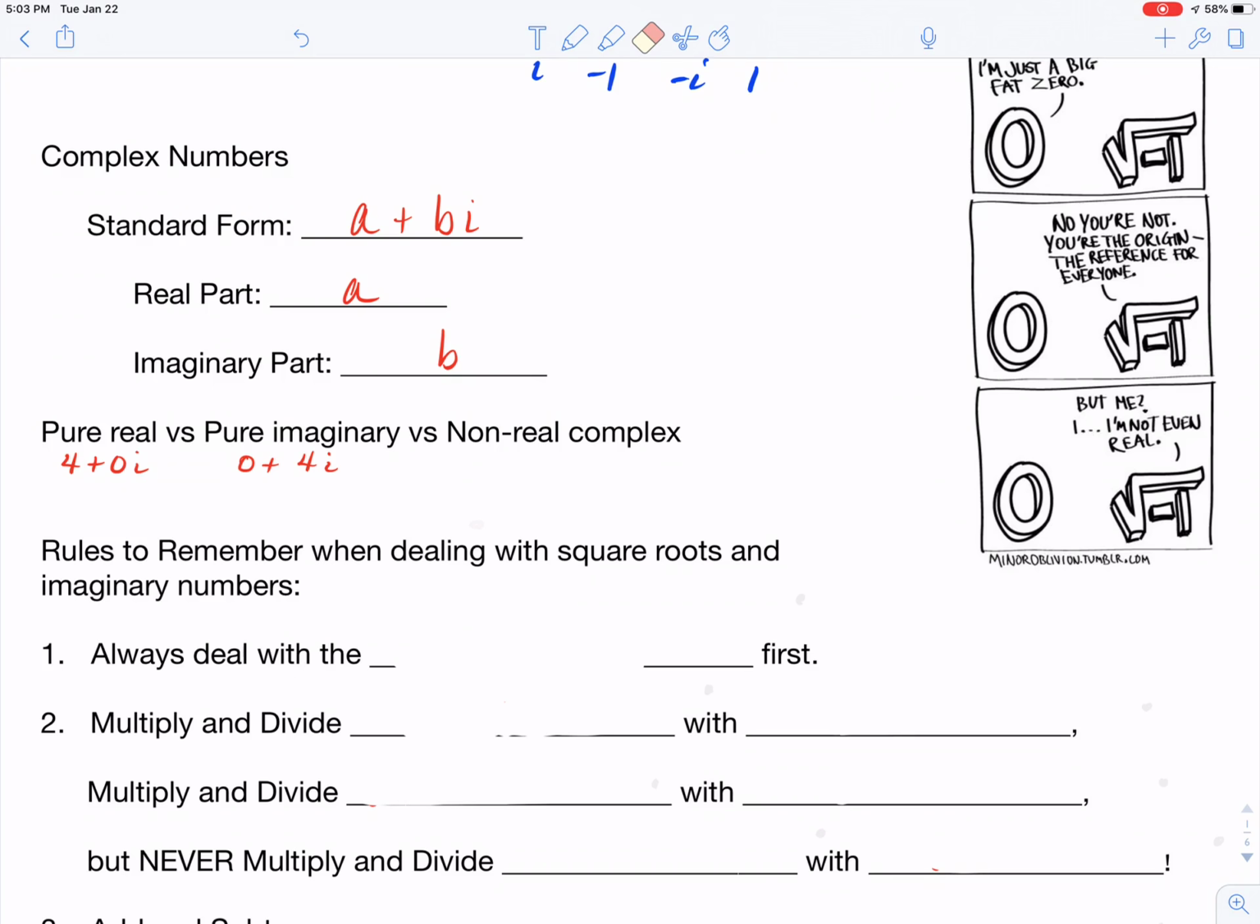Non-real complex means that I'm going to have both pieces. So it's non-real, it's not just a real, nor is it just an imaginary. I have a little bit of both.